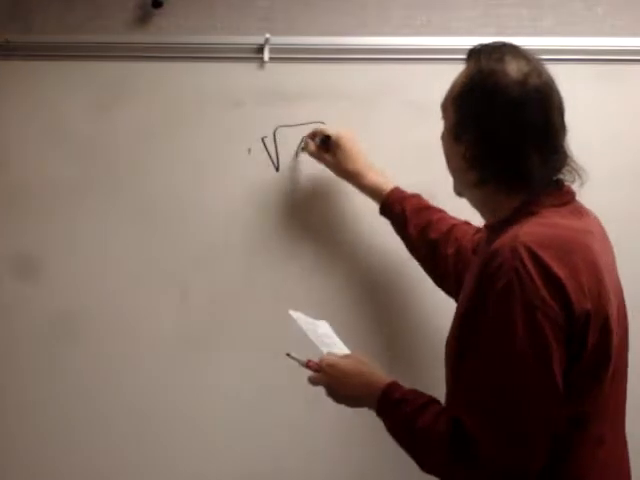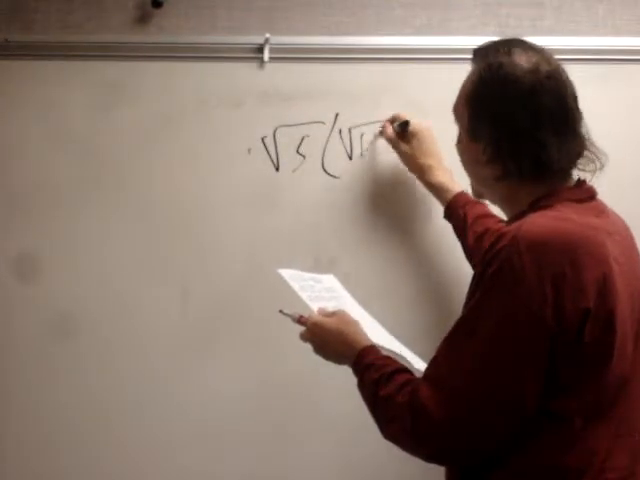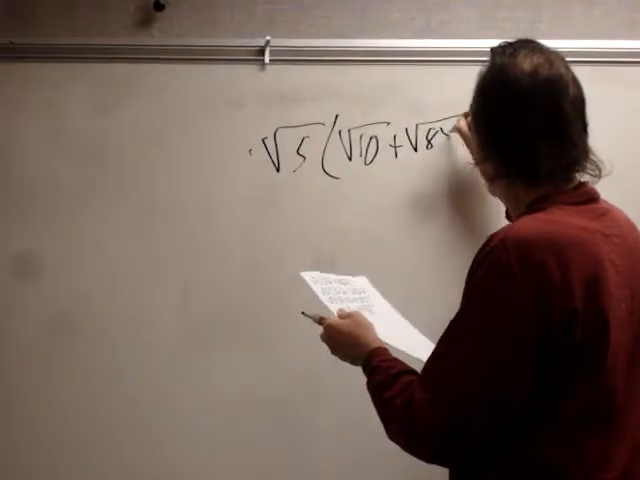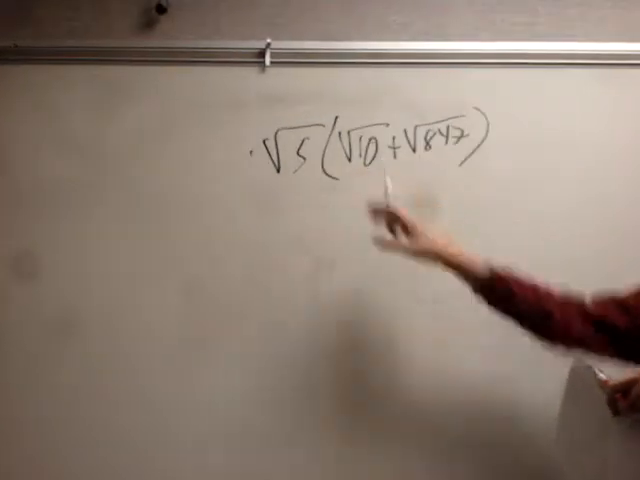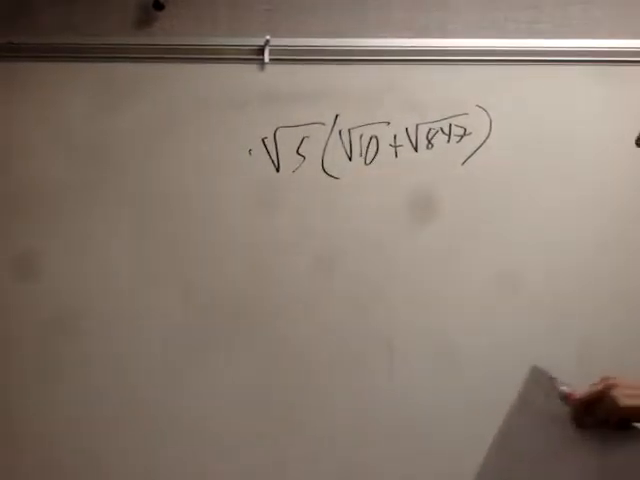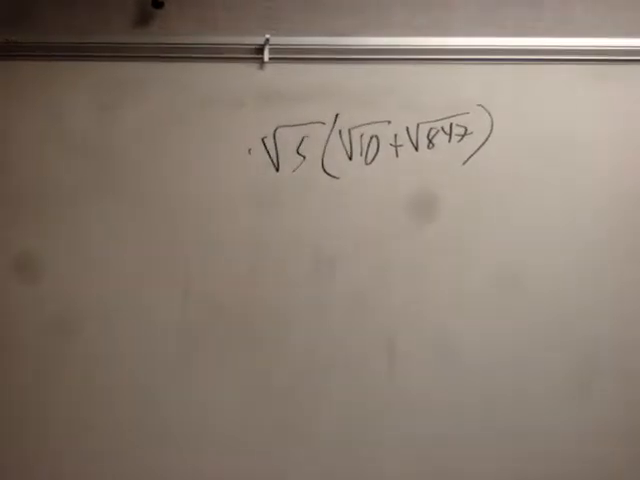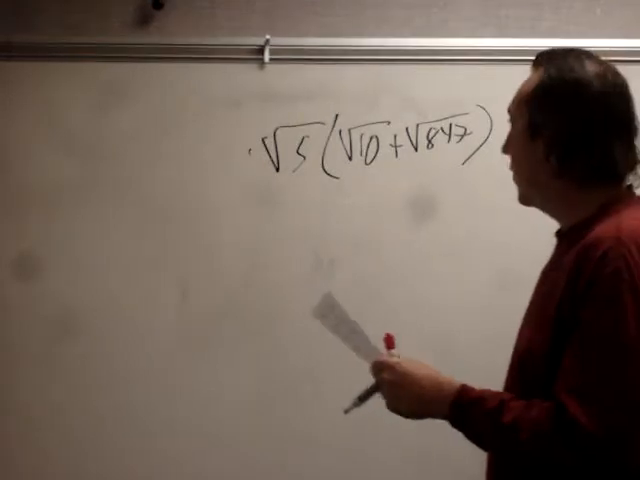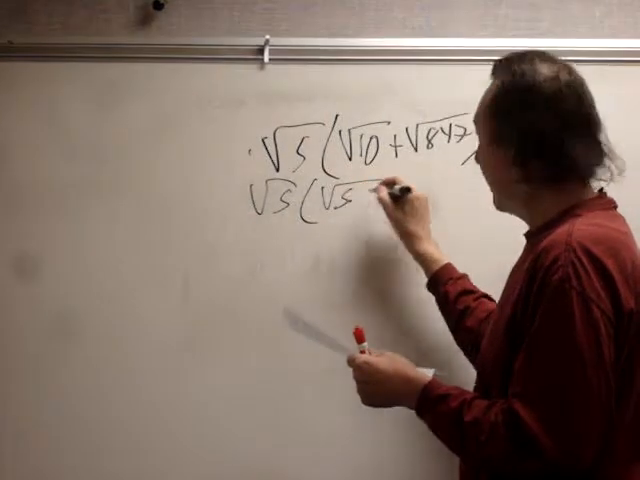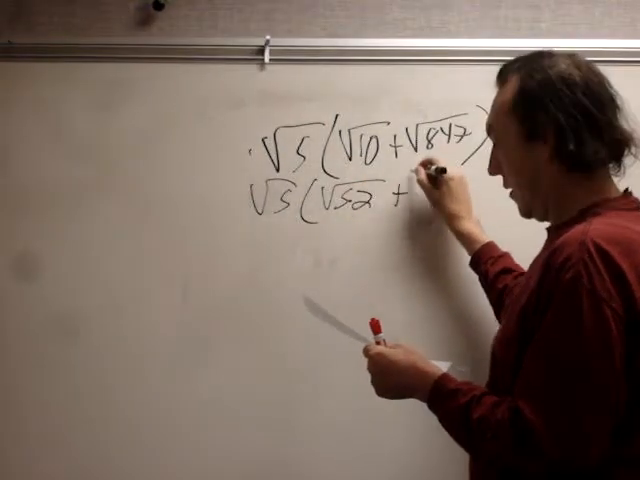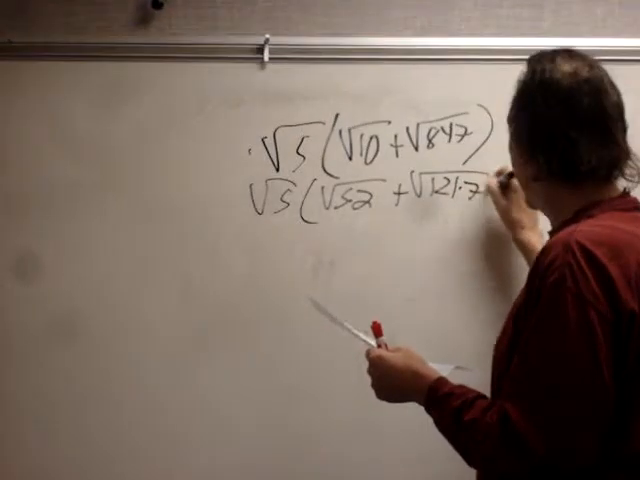And the last one that we're going to have, something like square root of 5 times, in parentheses, square root of 10 plus square root of 847. In this situation, we can change the 10 into 5 times 2 to make things easier. And for 847, 5 doesn't go into that, but we need to find a perfect square that does. And the perfect square that will go into that is 121. So I'm going to rewrite this as square root of 5 times square root of 5 times 2 plus square root of 121 times 7.